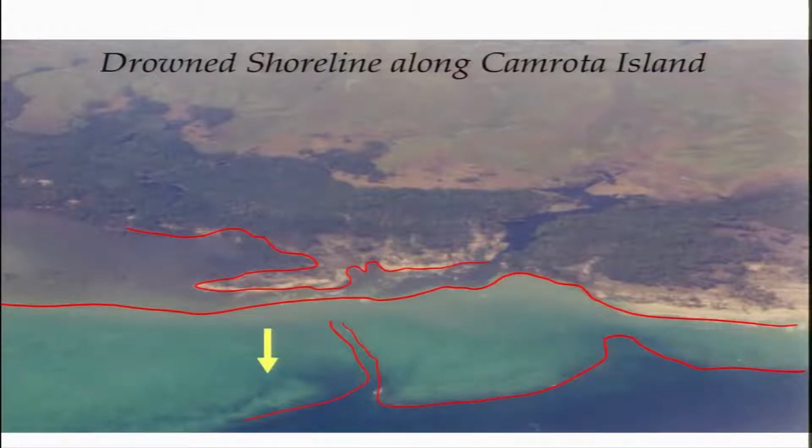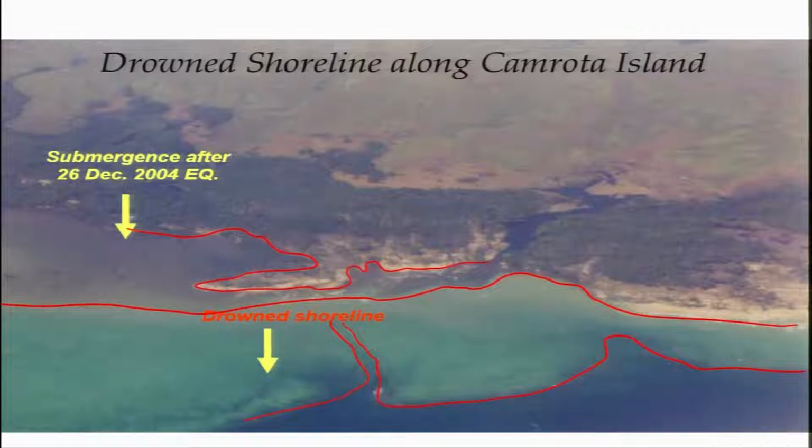So this is your drowned shoreline, and this is the area, as I was saying, that has a different shade. This got subsided or submerged after the 2004 earthquake. So this is an example of the drowned shoreline as well as the submerged area. I will remove this so that you can clearly see or differentiate it. Try to see this portion here, and then you will be able to make out the drowned area.